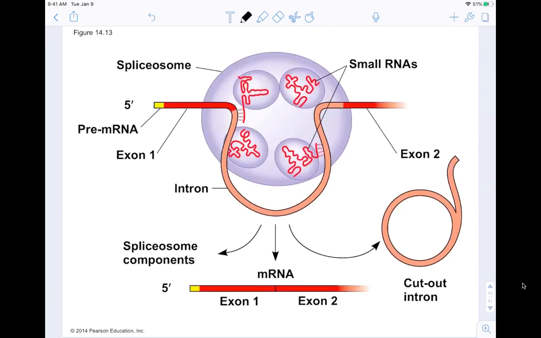So here's kind of what this looks like. You have a spliceosome. It's got some proteins. It has small RNAs that are going to go through and help edit the introns out, and then the exons will be put back together. So the introns interfere, they are removed, and then our spliceosome is going to help us put together our exons to create our continuous code to make our protein.